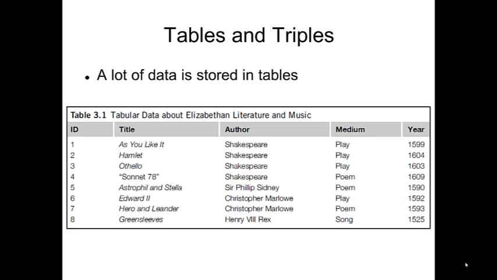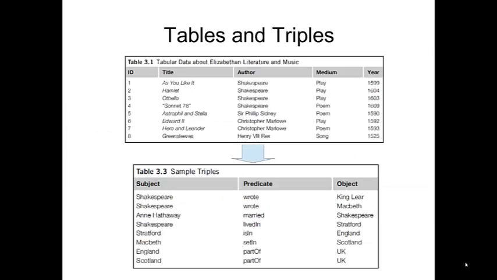Right. Okay, so as we know, a lot of data is stored in tables. That's what the relational model was all about. So here's an example of a table of Elizabethan literature and music. ID, title, As You Like It, author, Shakespeare, medium, whether it's a play or a poem or a song, and the year it was published. That's where you're highly used to seeing data in this format.